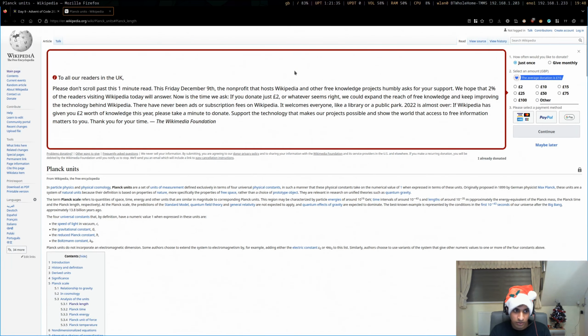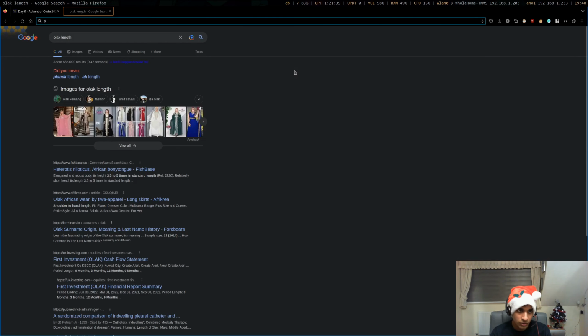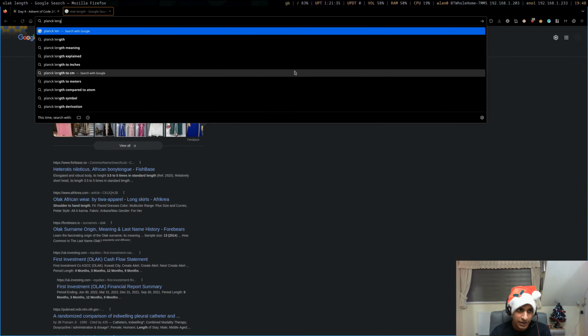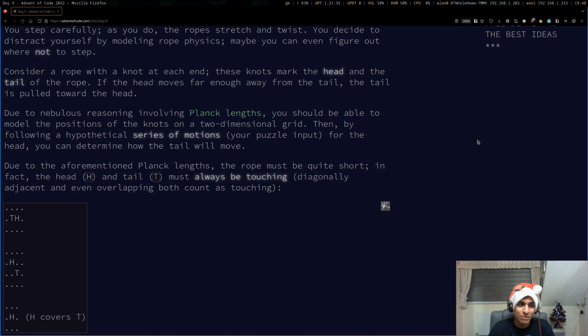Planck length. Okay, don't understand that just yet. Anyway, you should be able to model the positions of the knots on a two-dimensional grid. Yes, grids. Then by following a hypothetical series of motions, your puzzle input for the head, you can determine how the tail will move. Due to the aforementioned Planck length, the ropes must be quite short.